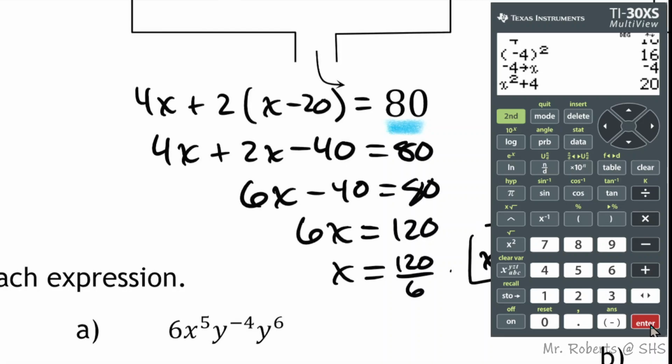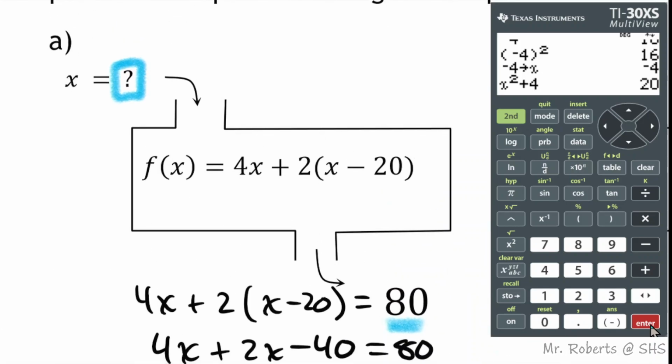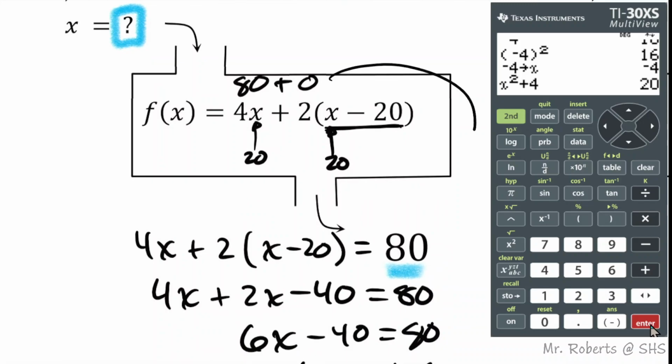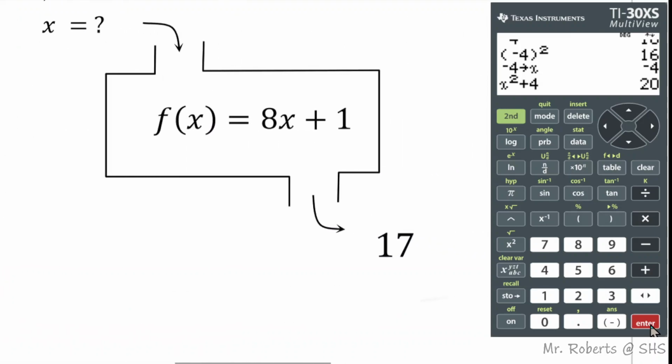Let's check this. If x is 20, it should do something predictable. If I have a 20 that goes into here, and a 20 that goes into here, what does this become? Well, in the first part, it becomes 4 times 20, which is the number 80. Plus, over here when x is 20, this becomes 20 minus 20, which is 0. And 0 times 2 is 0. So it becomes 80 plus 0. So guess what? When I put 20 into this function, it produces an output of 80. So 20 is my value of x. The answer is 20. When x is 20, this function becomes 80. One more like this, very similar.